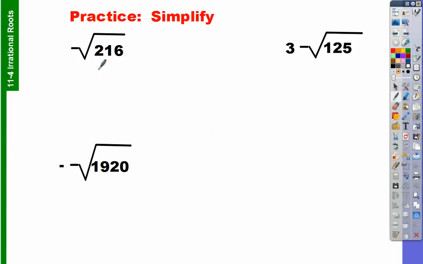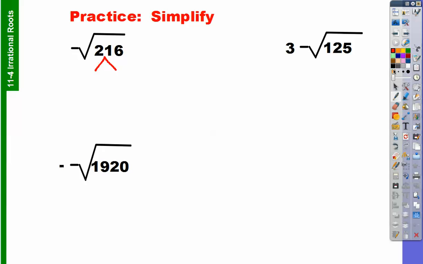So, the square root of 216. The strategy for this problem will be the same strategy that we tried yesterday when we had rational roots. We want to find an irrational root by finding perfect square factors that go into 216. Can anyone think of a perfect square number that will go into 216?